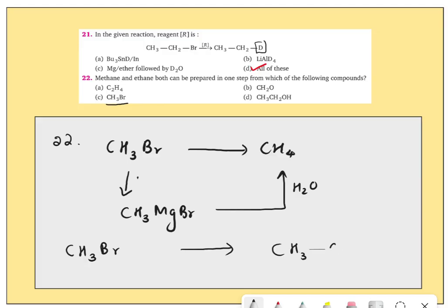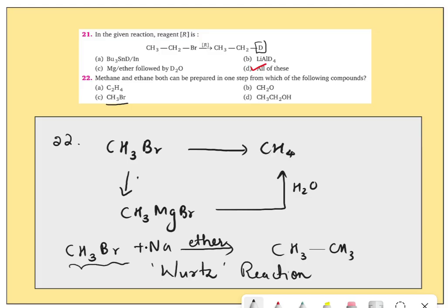Whenever you double the number of carbons, remember one named reaction should strike your mind, that is Wurtz reaction. So what is Wurtz reaction? Whenever an alkyl halide reacts with sodium in presence of ether, right, you are going to get an alkane with double the number of carbons of the reactant. Therefore, Wurtz reaction can be used to convert methyl bromide to ethane. Therefore, the right option is option C.